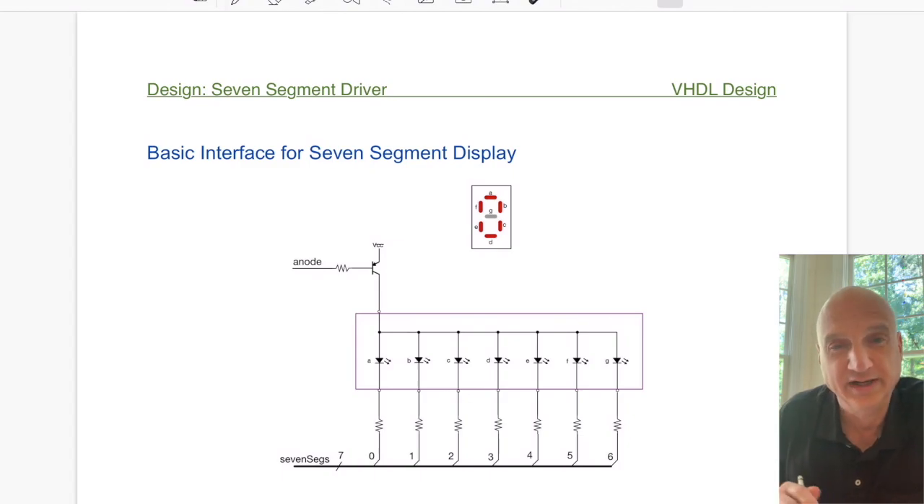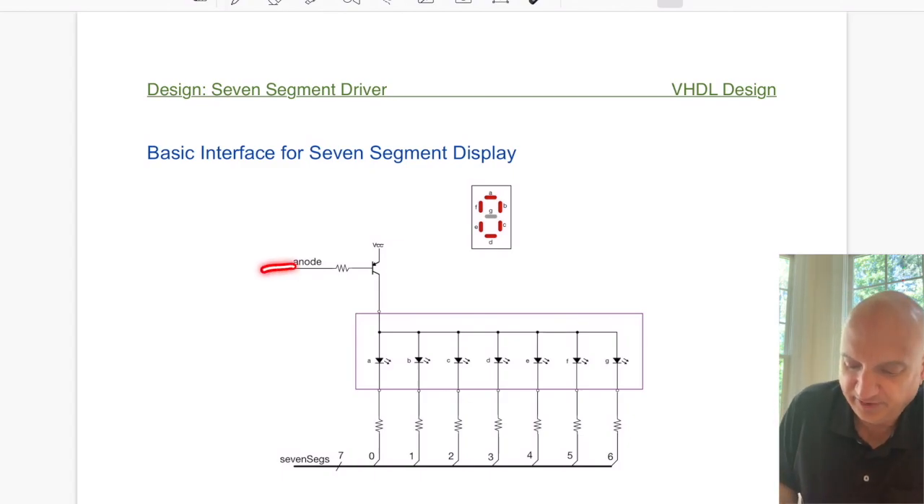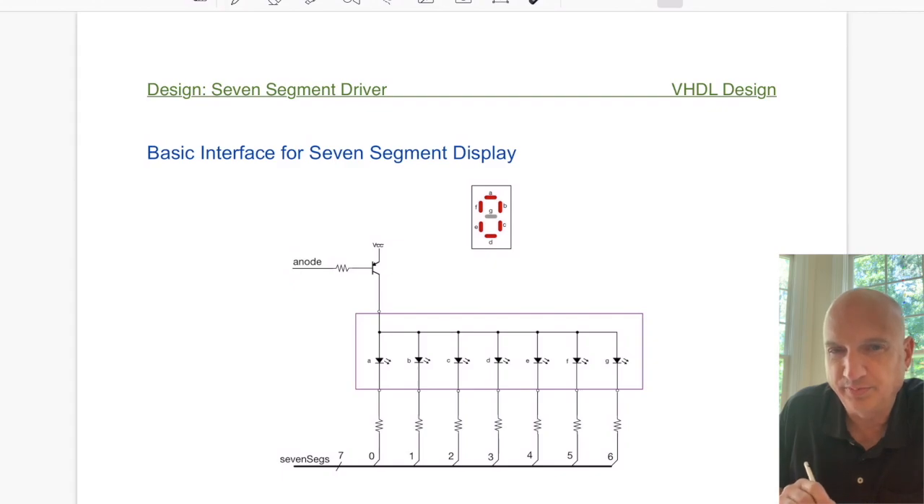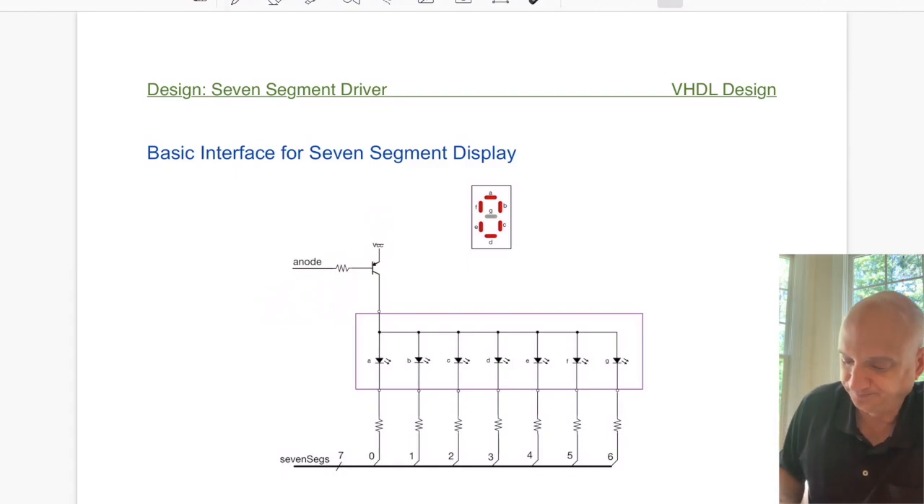Before we move on though, I want to point out that if this is tied to a port pin, and that port pin is pulled low and it goes to ground, well, that means that you write a low value or a 0 to that particular pin on your hardware to activate this. So it's active low. That's what we call an active low anode.